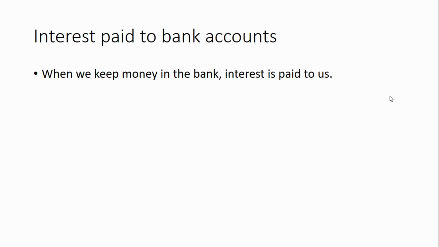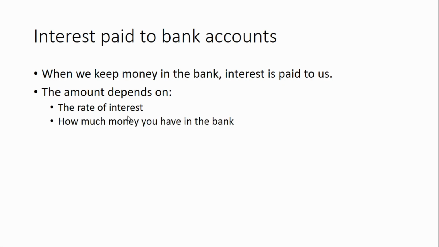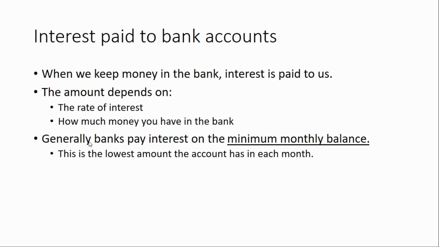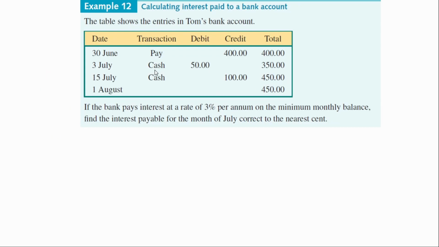The amount of interest paid to us, like a loan, also depends on the rate of interest and how much money you have in the bank. Obviously, the more money you have in the bank, the better. But generally, banks pay interest on the minimum monthly balance, which is the lowest amount the account has in each month. So it's always calculated according to the lowest amount. Alright, let's have a go at an example problem here that works out the interest paid to a bank account.